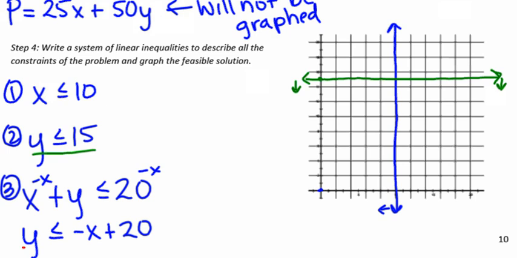And our third inequality, y is less than or equal to negative x plus 20. My y-intercept is 20, and I have a negative slope of negative 1. So y-intercept of 20, this is 15, 16, 18, 20 is right at the top corner. And I want to go down 1 over 1.